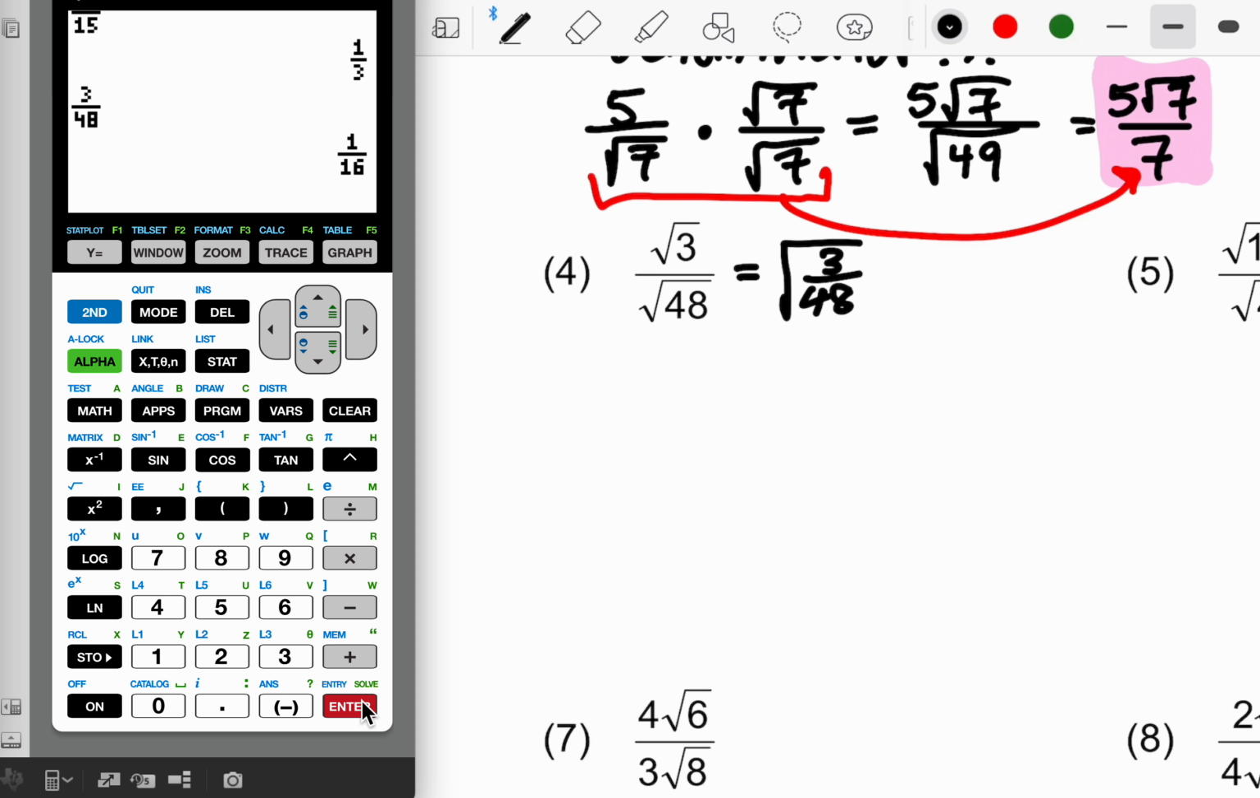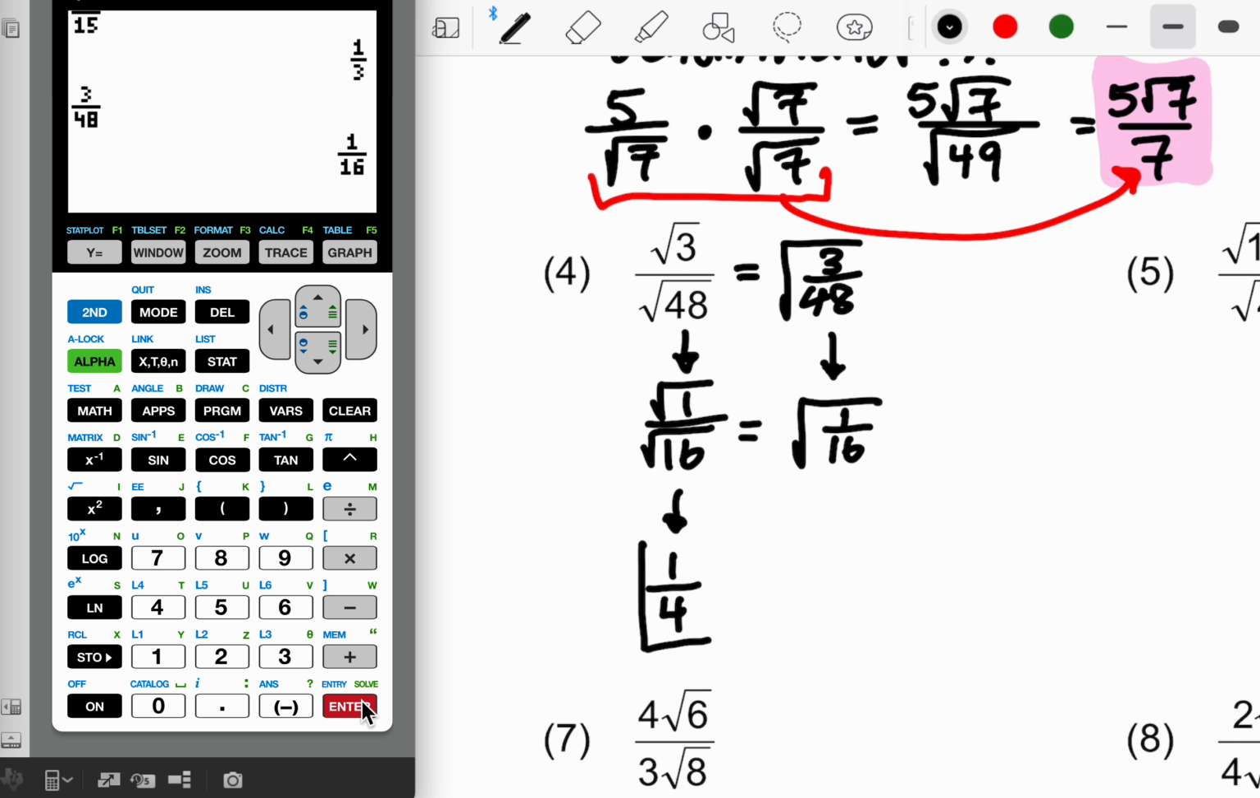All right, because we could write this as the square root of 1 over 16, or we could write it as the square root of 1 over the square root of 16. They both mean the same thing. Then we could go the extra step because 1 and 16 are both perfect squares. The square root of 1 is 1. The square root of 16 is 4.